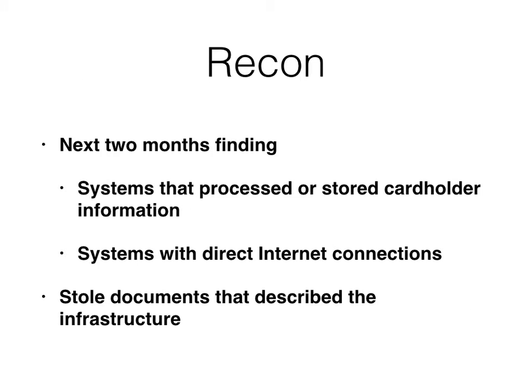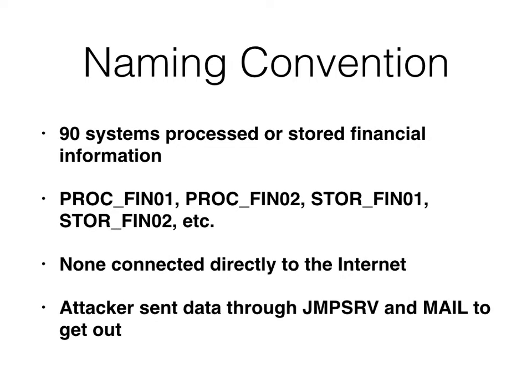Anyway, so he spent another 2 months finding things. He's looking for systems that have the data, have cardholder data, and he's looking for systems that can get to the internet. He got the documents describing the network, and he found plenty of machines that handle data, but none of these machines are allowed to connect directly to the internet, which is, again, the way it should be for security. They can only come through your gateway, through your multiple stages of other servers, so that you can't just get out. So he found 90 systems, none of them connected directly.